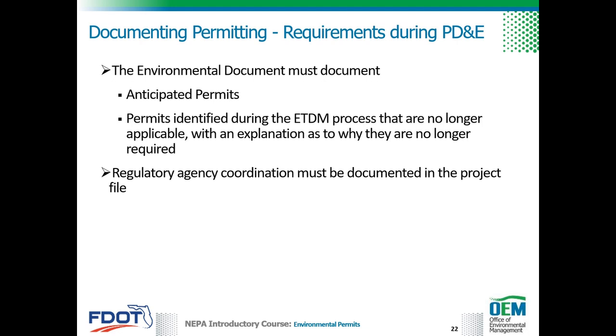The environmental document must outline anticipated permits. Permits that were identified during the ETDM process that are no longer applicable should also be included with an explanation as to why they are no longer required. Regulatory agency coordination that has taken place to date must be included in the SWEPT project file.